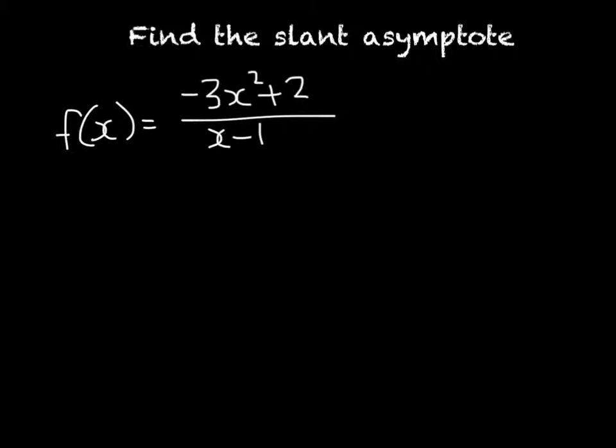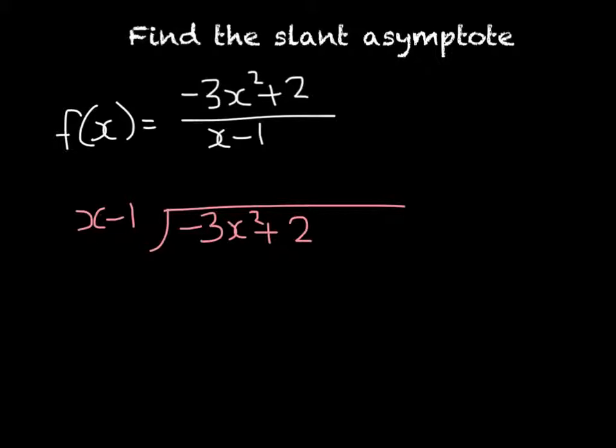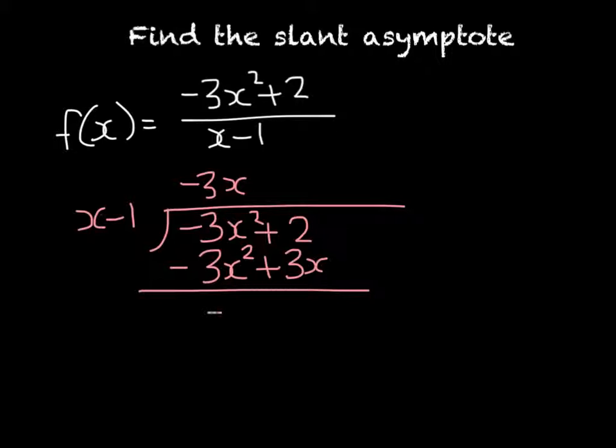Find the slant asymptote. The way we can do this is by rearranging our function using long division, something we all love very much. I'm going to write this out. Now x goes into negative 3x squared negative 3x times. So we're going to write that out. And so when we multiply, we end up with negative 3x squared plus 3x. So now when we subtract, we have minus 3x plus 2.